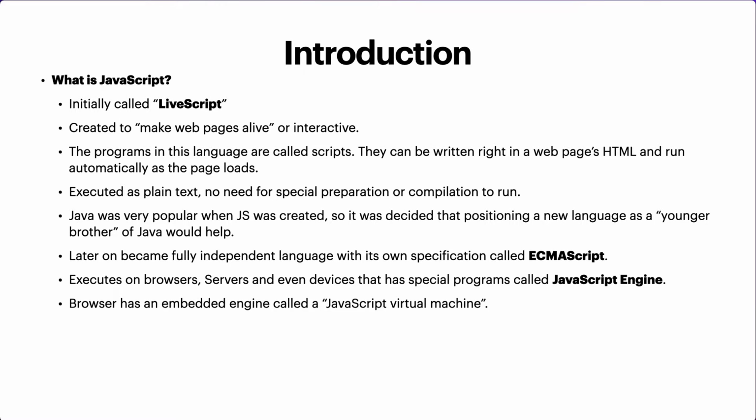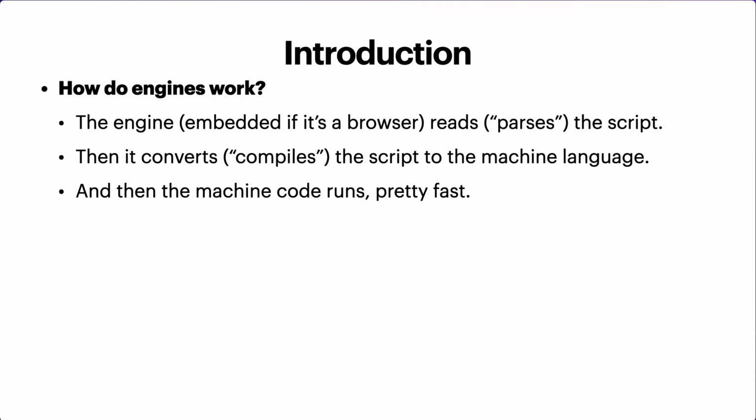Each browser has its own embedded engine, called the JavaScript virtual machine. We call it V8 in Chrome, Opera, and Edge. In Firefox, we call it SpiderMonkey. We call it Chakra for Internet Explorer.